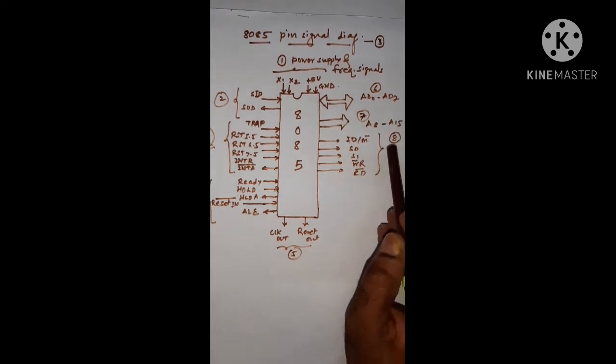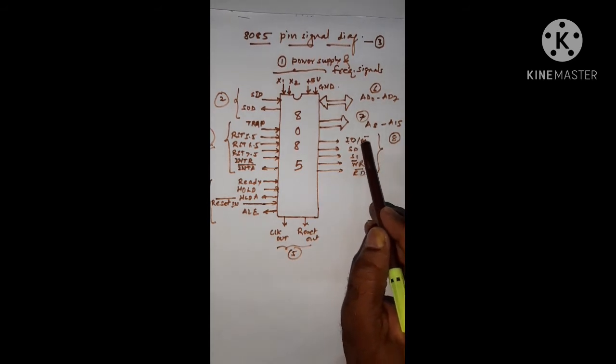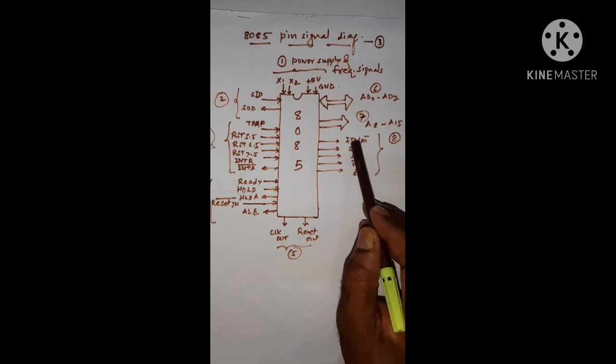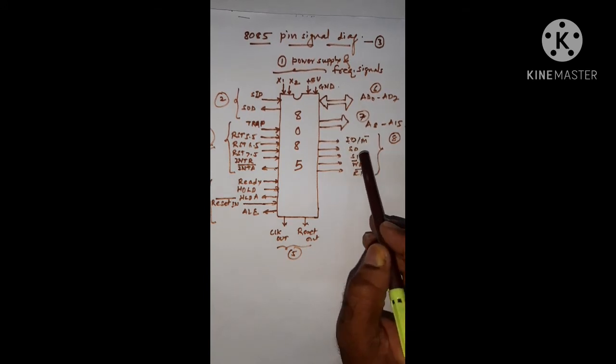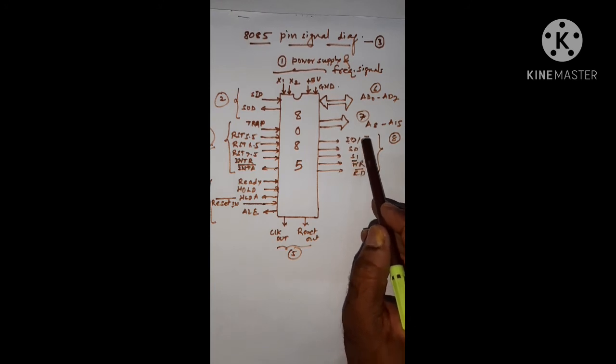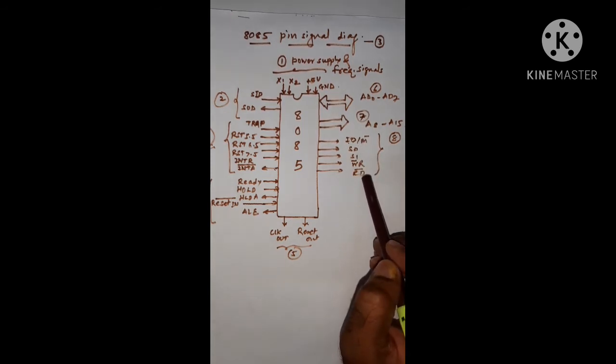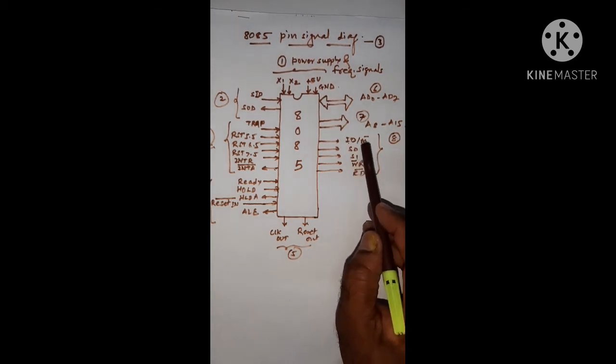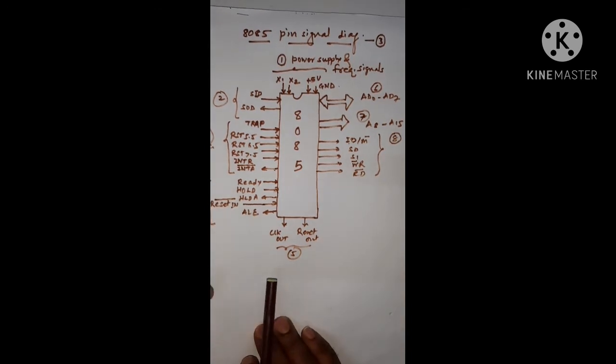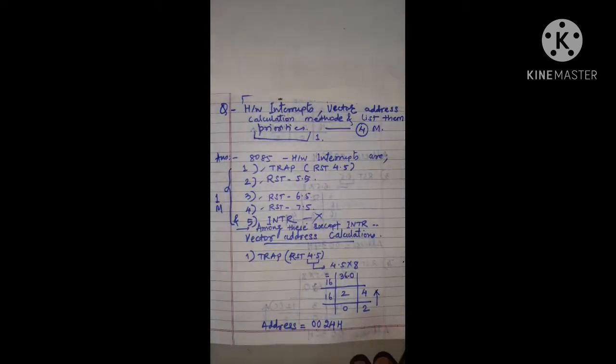This group is named status and control signals. Here IO/M bar decides whether the operation is related to an input output device or a memory device. S0 and S1 are the status signals. The combination of these along with WR and RD decides whether the operation is writing or reading, and whether it is related to an IO device or a memory device. So after these pin signals, let us come to know about hardware interrupts.